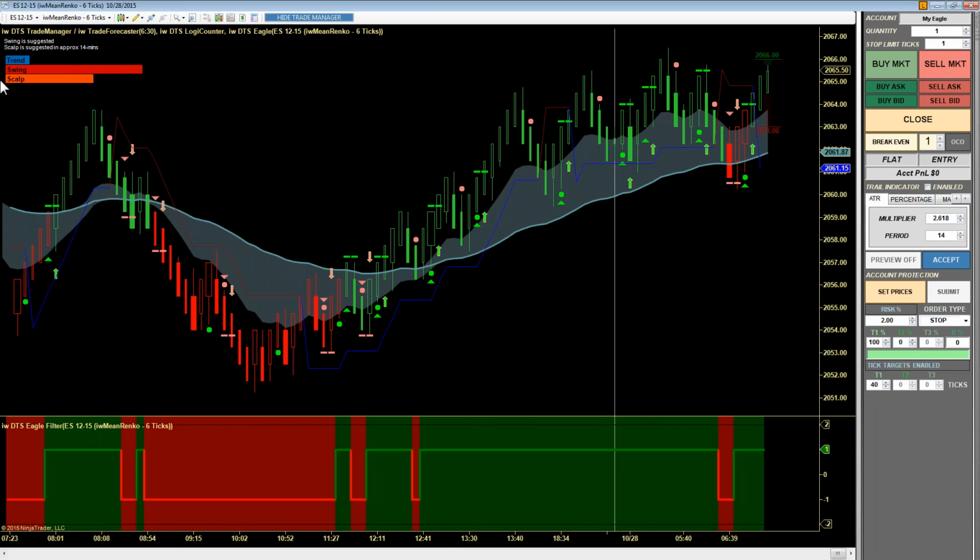This tool you see here, this is also an add-on tool. This is the trade forecaster. It tells you what the current market environment is and what the next one is likely to be. So right now we're in swing mode for about another 15 minutes, after which time we're going to be moving into scalp mode. Oh, goody. I much prefer trend mode.